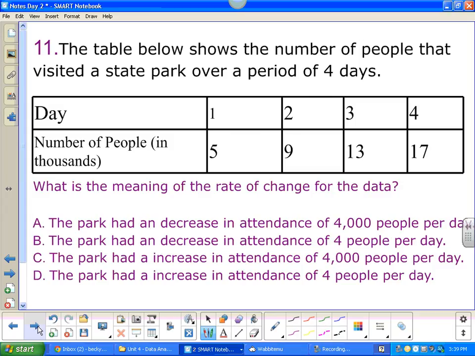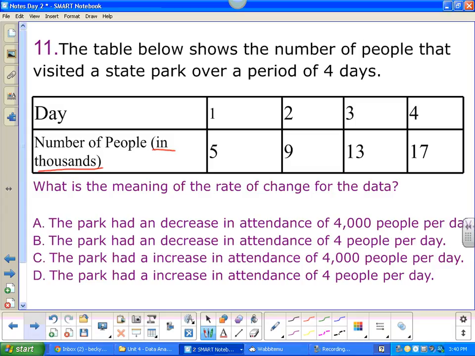The table below shows the number of people that visited a state park over a period of 4 days. So we've got each day, and we've got the number of people, but this is something that's really important, especially about reading your charts. This is number of people in thousands. So when this says day 1, 5 people, it really means 5,000 people. So day 4, there were 17,000 people here.